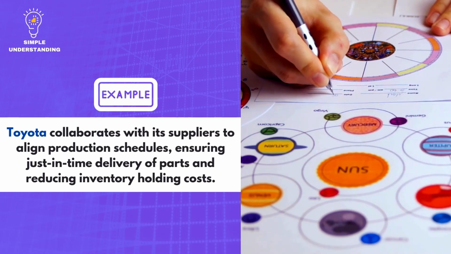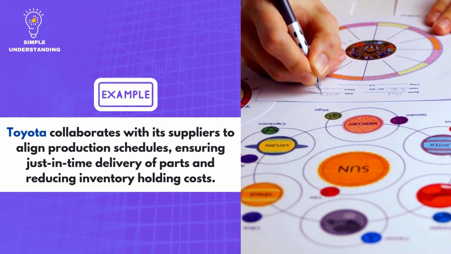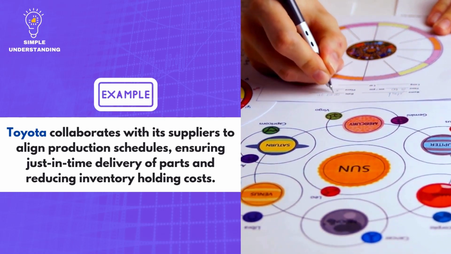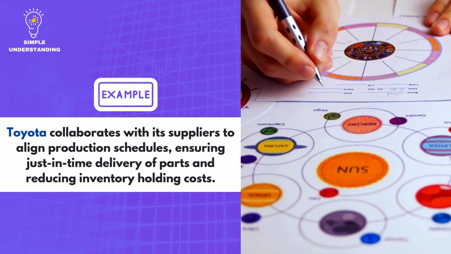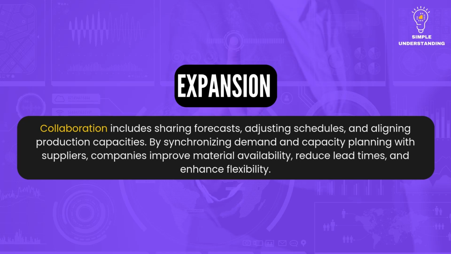Toyota collaborates with its suppliers to align production schedules, ensuring just-in-time delivery of parts and reducing inventory holding costs. Expansion: Collaboration includes sharing forecasts, adjusting schedules, and aligning production capacities. By synchronizing demand and capacity planning with suppliers, companies improve material availability, reduce lead times, and enhance flexibility.